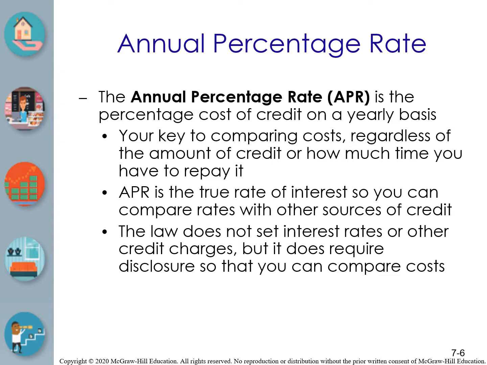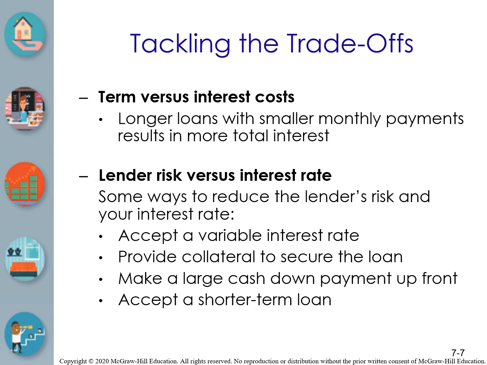And this is what you're looking at when you're shopping, the APR. At any rate, the law does not set interest rates or other credit charges, but it does require disclosure. So your potential lender, the folks from whom you're borrowing, because that's really what this is, have to be front and center and tell you exactly what that APR is, what that total cost, the all-in cost of your credit is going to be.